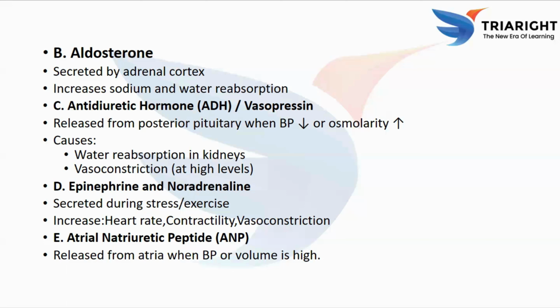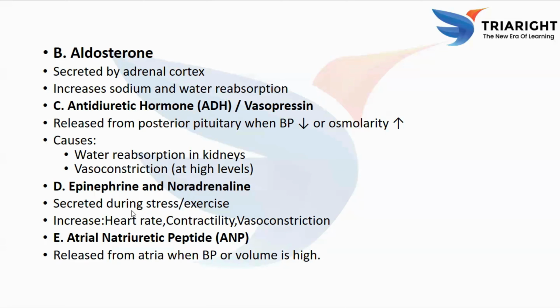So what are the actions of this hormone? It causes water reabsorption in the kidneys, which leads to less urine and more water in the body, which raises the blood pressure. At high levels, it causes the narrowing of the blood vessels, which increases the blood pressure. So antidiuretic means stops urine, it keeps water, and in the same way it raises the blood pressure.